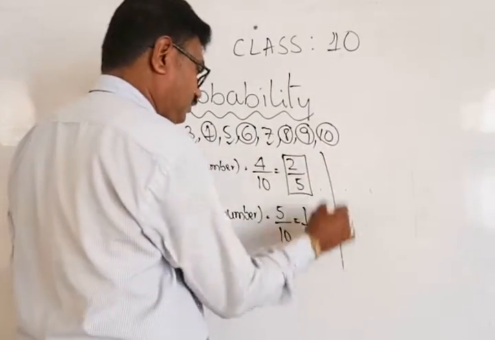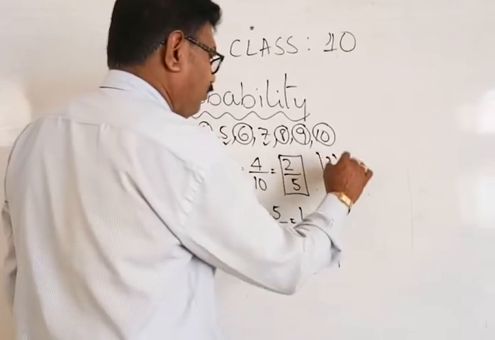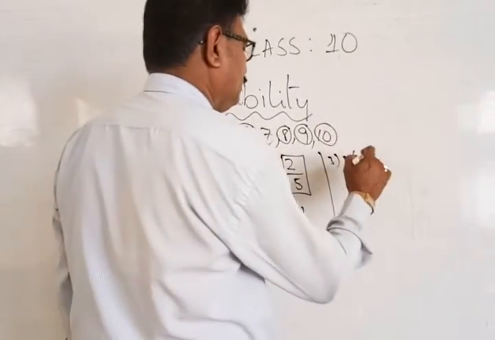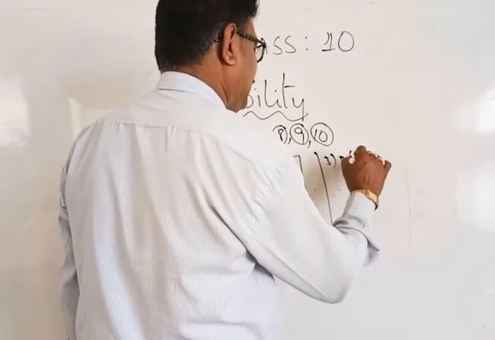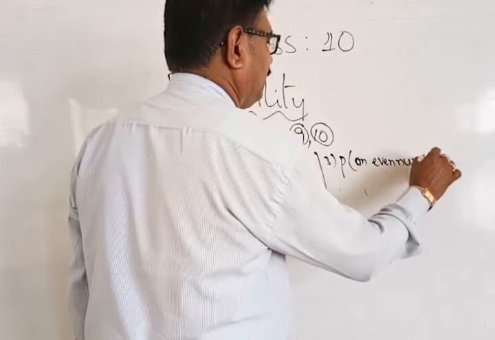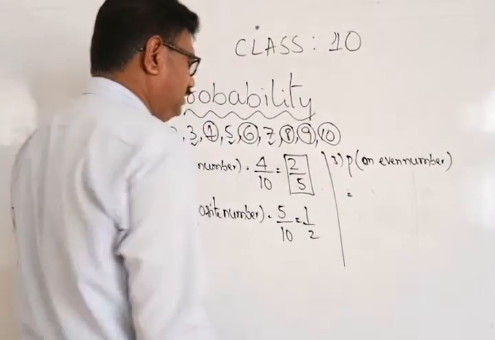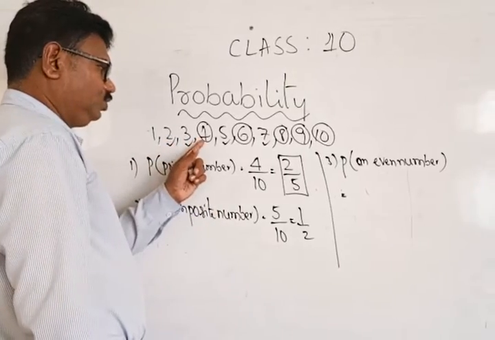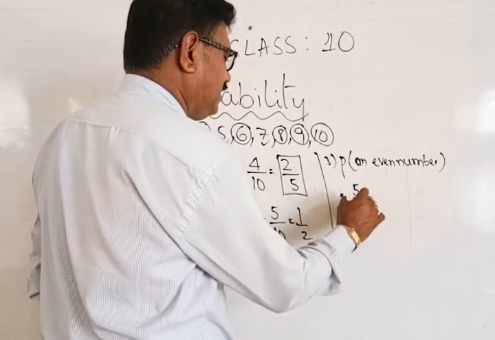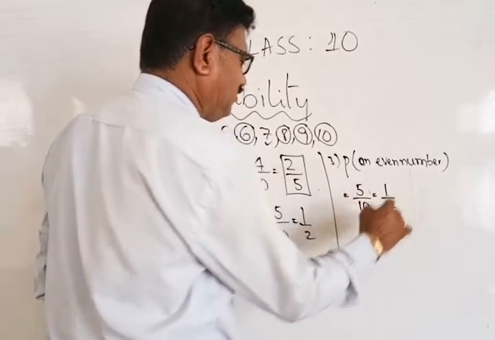Next, third question. Probability of an even number. So how many even numbers are there? Yes, 1, 2, 3, 4, 5. Divided by the number of outcomes, 10. Sorry, 5 by 10, 5 ones are 5, 5 twos are 10.